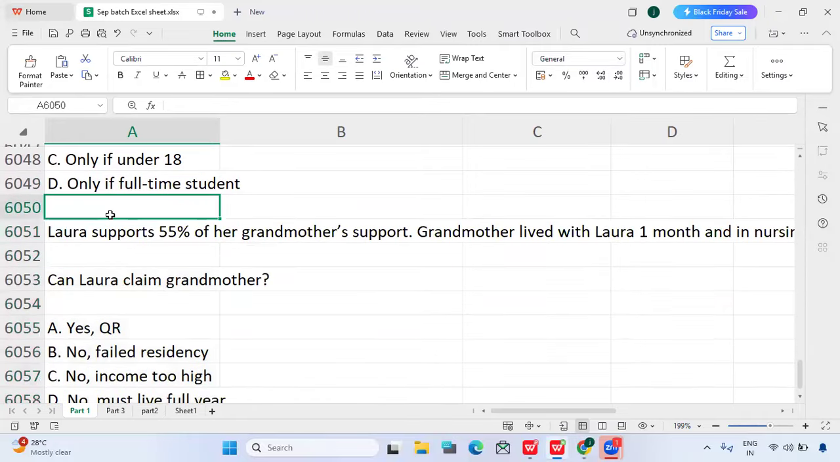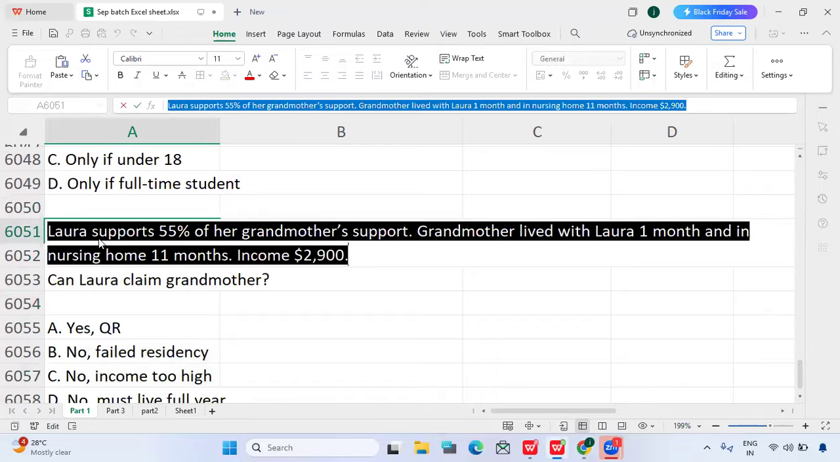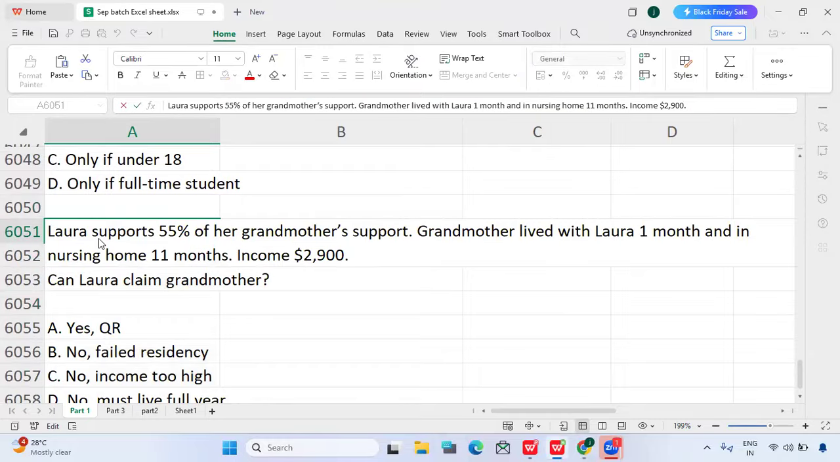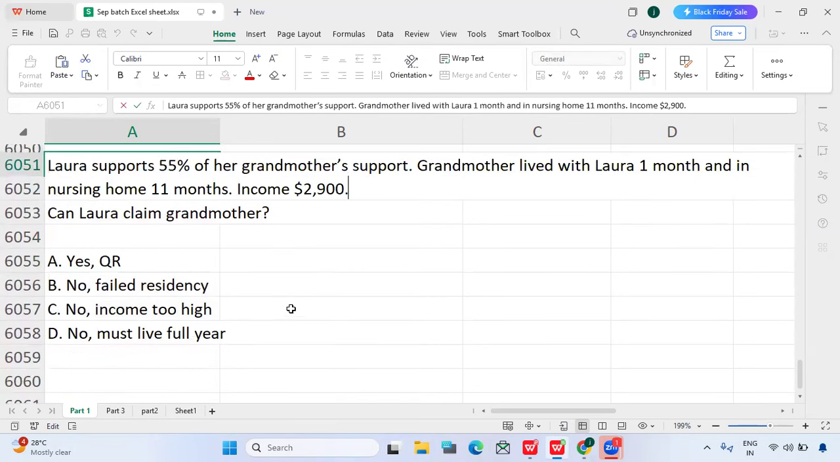Perfect. Laura supports 55% of grandmother's support. Grandmother lived with Laura 1 month, nursing home 11 months. Income 2,900. Can Laura claim? So answer, yes, qualifying relative. Sure, yes, option A.